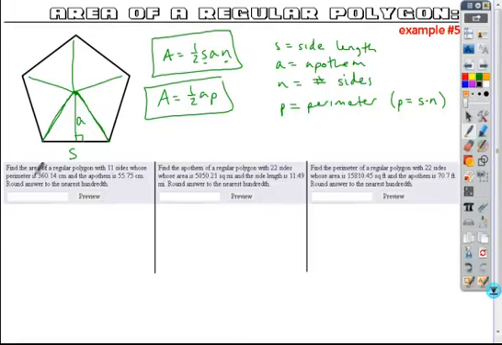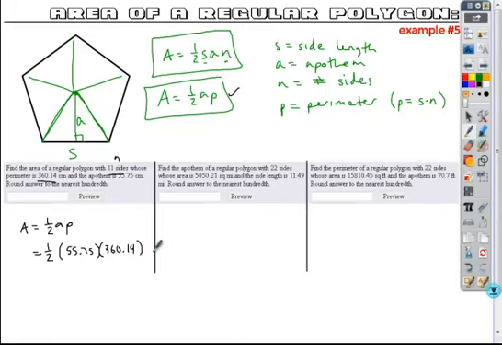So here, if you want to find the area of a regular polygon, it's going to be 1/2 SAN or 1/2 AP. You have 11 sides, so that's your n value. You have your total perimeter. The fact that you have perimeter means we're going to use this formula, 1/2 AP, and then just plug in what you're given. So the apothem is 55.75. The perimeter is given as 360.14.